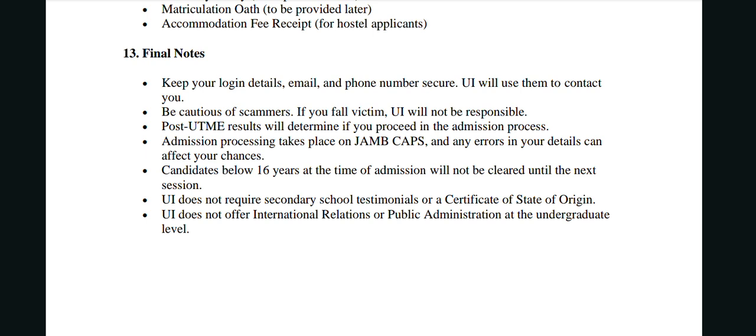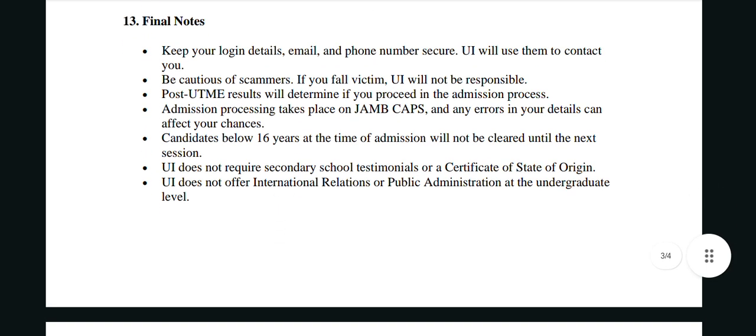So the post-UTME results will determine if you will proceed in the admission process. Yes. Admission process takes place on JAMB CAPS, and any errors in your details can affect your chances. That's correct. So candidates below 16 years at the time of admission will not be cleared until the next session. So they will be required to defer the admission. Yes. So you must be 16 years, even according to JAMB. You must be 16 years before you pick JAMB form, and before UI will offer you admission or allow you to return to school, you must be 16 years. So take note of that.